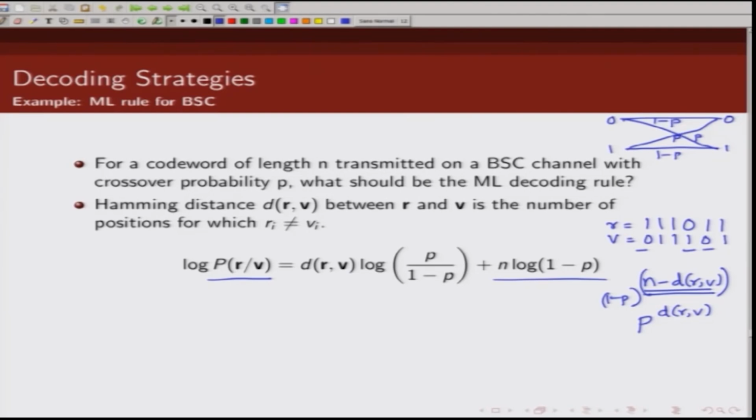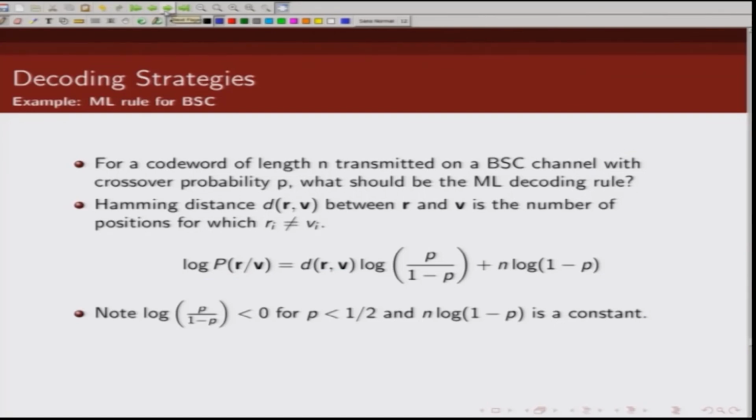In other words, we should choose a code word v in such a way such that drv is minimized. When drv is minimized, then only minus of drv will be maximized. So, that is what we are saying here. Log of p by 1 minus p is less than 0. So, this will be a negative quantity. When you want to maximize a negative quantity, this term should be as small as possible, and this term does not depend on selection of v.